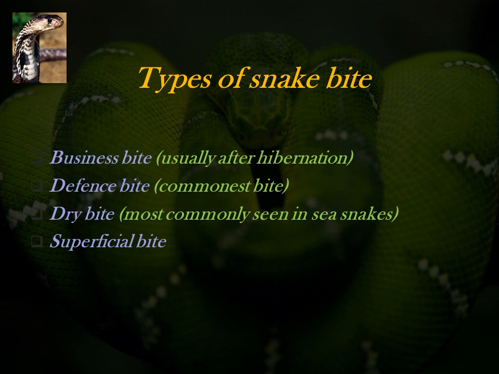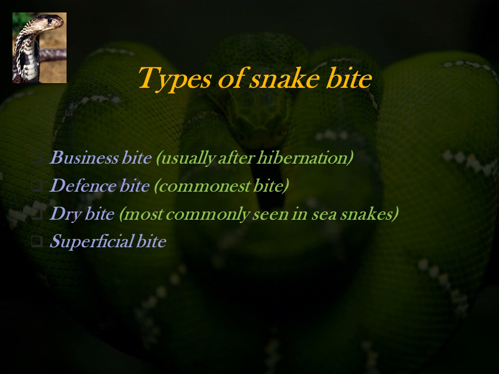The first one, we call it a business bite, that is meant for business. Usually they are seen after hibernation. Business means here the snake actually tries to kill the organism or the substance that the snake bites. Now this kind of bite, as it is usually seen after hibernation, in most cases we find that the bite is usually fatal.